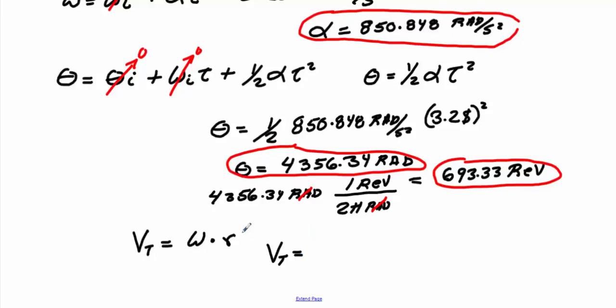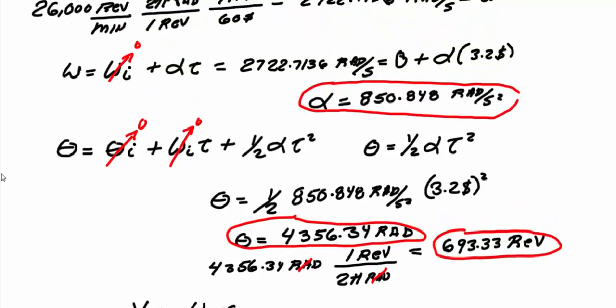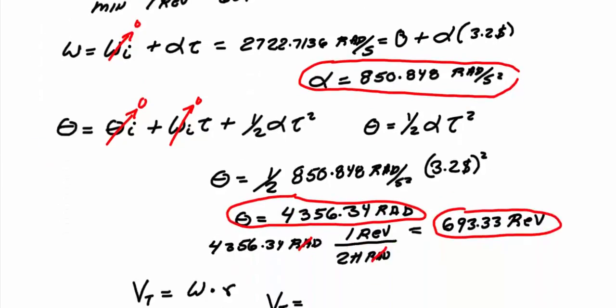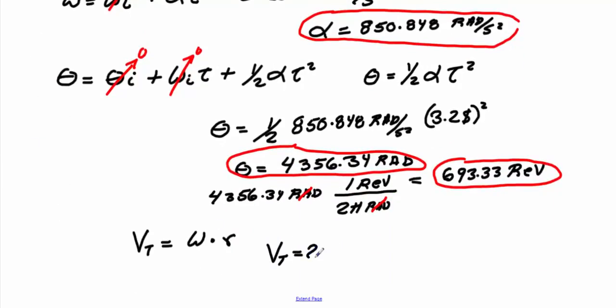is going to equal our angular velocity, and we said that value was 2,722.7136 radians per second. We'll multiply that by 1.8 millimeters. Now we need to divide that by 2 because remember that's our diameter. And now we don't want to leave that in millimeters.